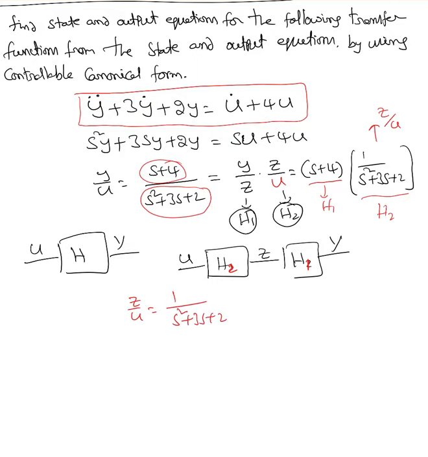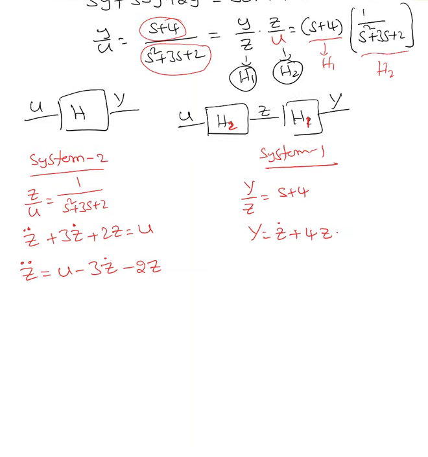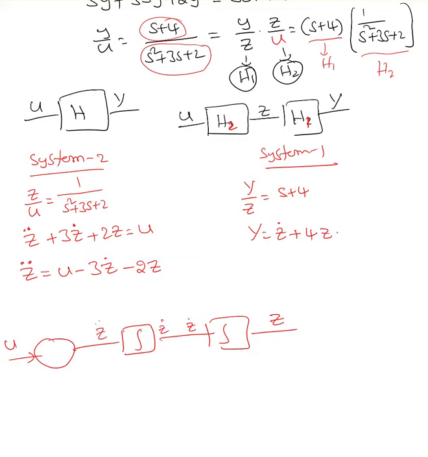So system 2 is z over u, 1 over s square plus 3s plus 2. When I write this in time domain, z double dot plus 3z dot plus 2z equal to u. So z double dot equal to, I'm going to rearrange the terms here. It's a second order system, so basically two integrals, and my output is z instead of y. Now how do I get z double dot? If that is z, this must be z dot, this must be z double dot. To get z double dot: u, minus 3z dot, and minus 2z.